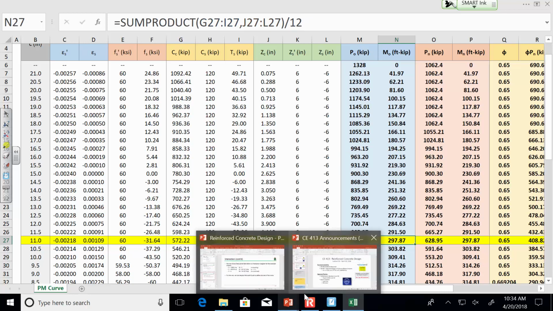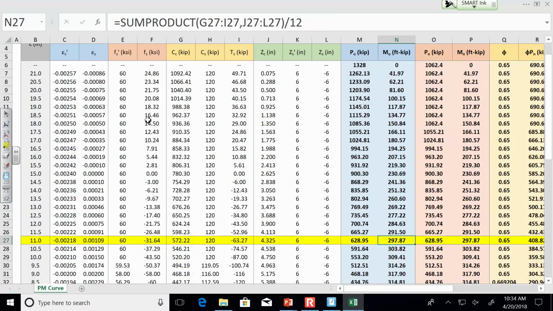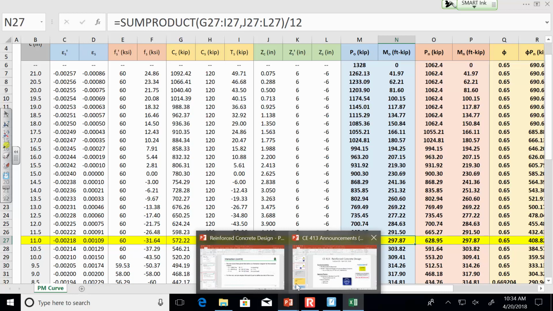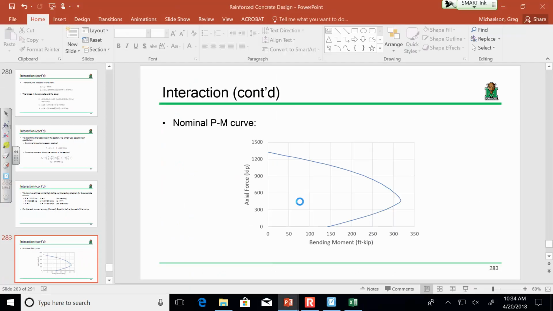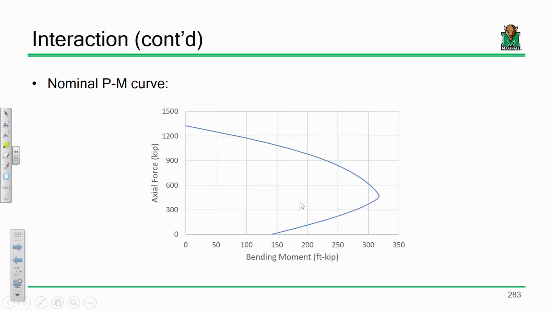Now, if you take these values and plot them out, x comma y, you're going to get a curve that looks something like this. Okay? So this is what's called a PM curve. You'll hear it termed PM curve. You'll hear it termed interaction diagram. That's what this is. This is an interaction diagram for a typical section showing the relationship between a section's axial force capacity and a section's bending capacity.